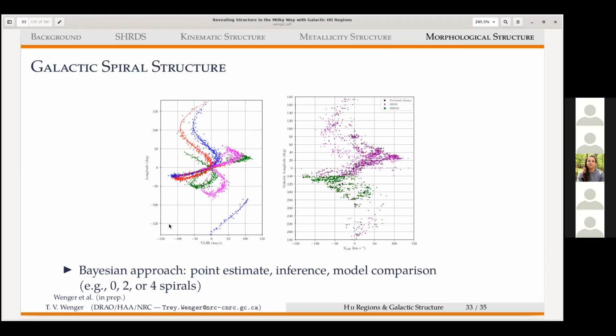And so one of the cool things about this approach, taking it from a Bayesian approach, is that we're going to be able to do model comparison. We'll be able to quantitatively say if the H2 region data prefer a 2-arm spiral or a 4-arm spiral, or maybe a 0-arm spiral. And just a radial distribution of exponentially falling off H2 regions might be good enough. Who knows? For the first time, we'll be able to put a number to that.